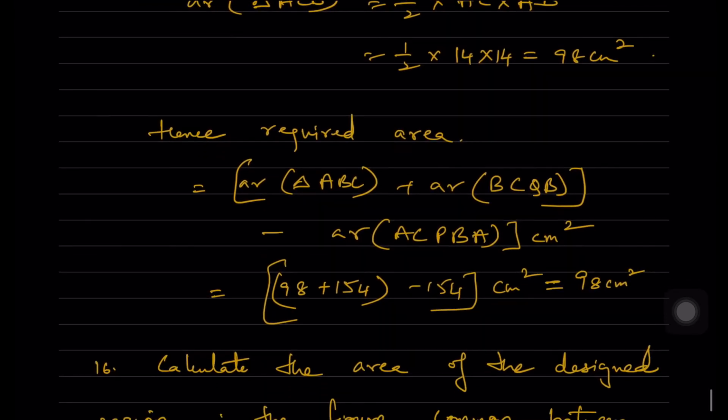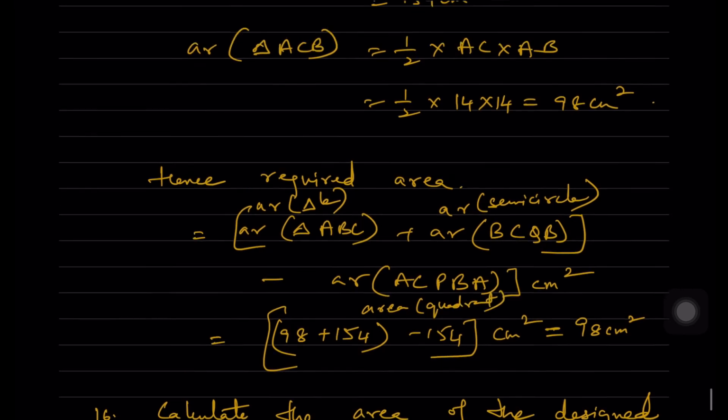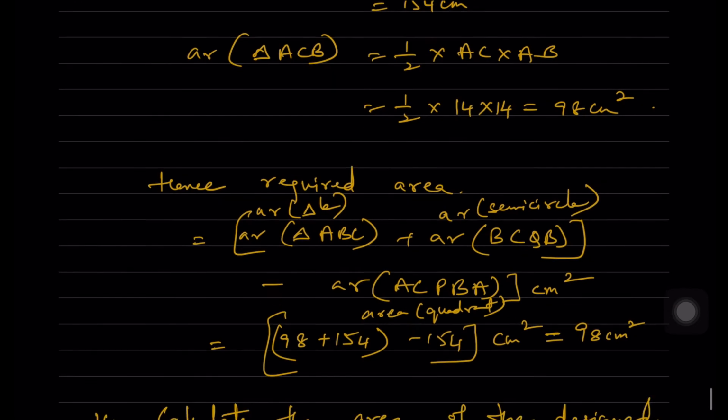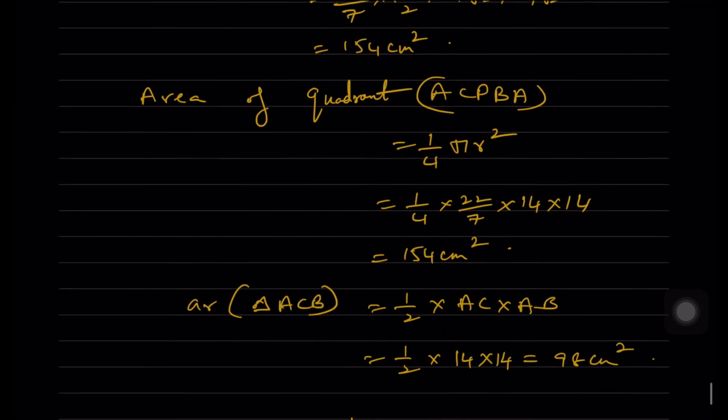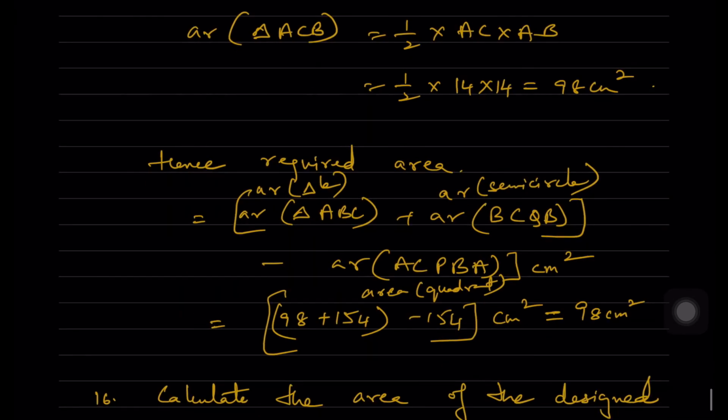Therefore required area is equal to area of triangle ABC plus area of BCQB, that is area of the semicircle, minus area of the quadrant. That's the sector, which is a quadrant. That is theta, it becomes 1/4 of that circle. So it's a quadrant over there. So we are going to get it as equal to 98 plus 154 minus 154, which is equal to 98 centimeter square.